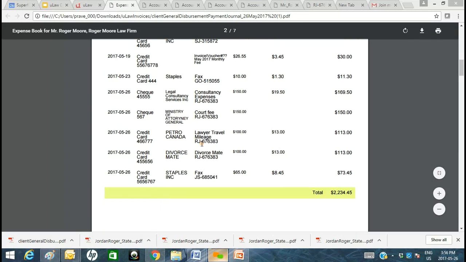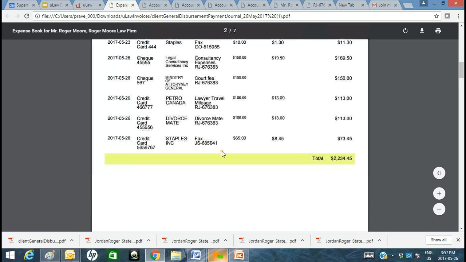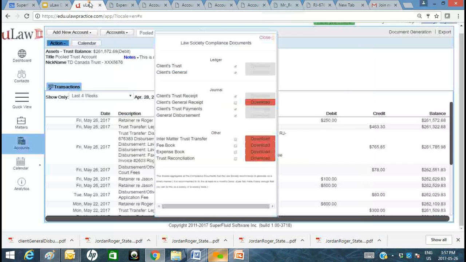So for Roger Jordan, that's the file, $150 and then $19.50 of tax. The court fee, which was tax exempt, was just that. The lawyer travel mileage, $100 plus the 13% tax. Oh, that was for a different client. I apologize, but these are the four transactions that we're looking at. So this is your general disbursement ledger.